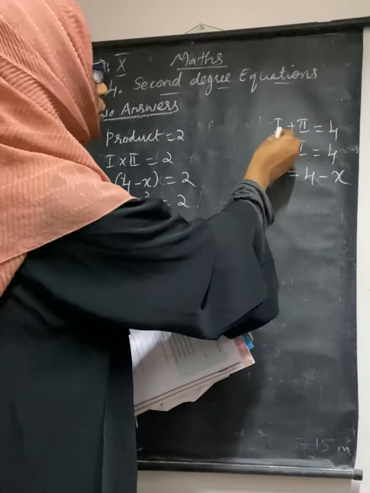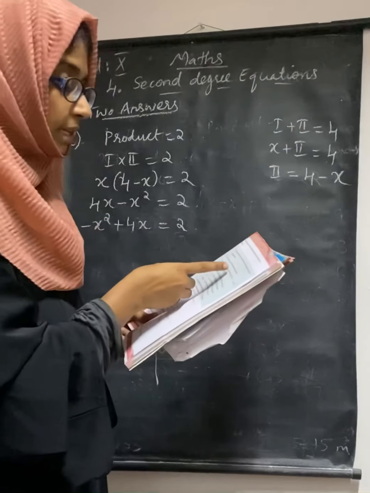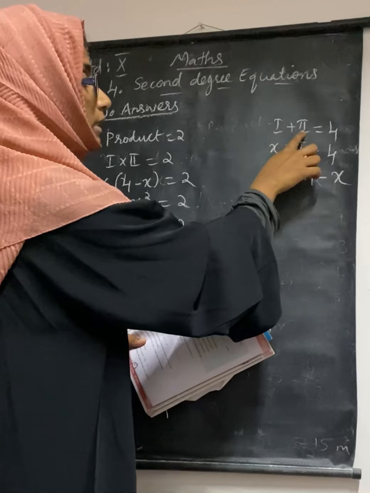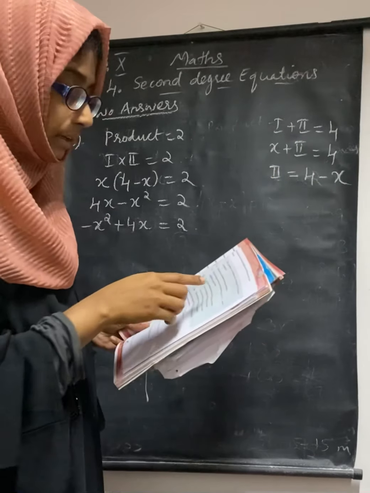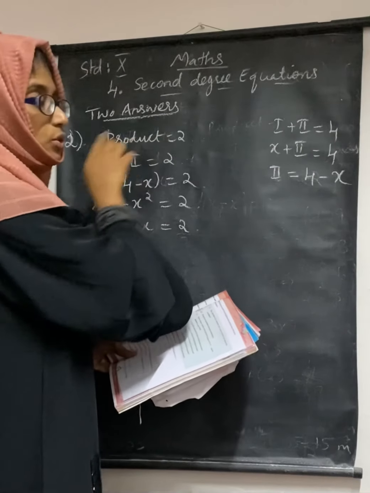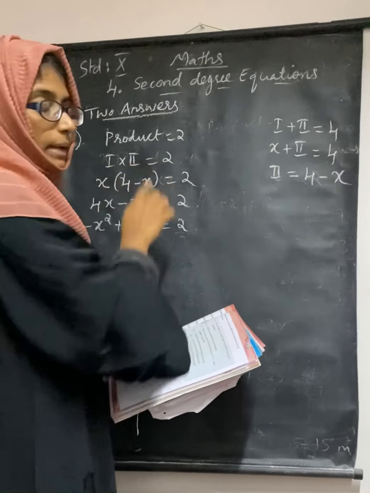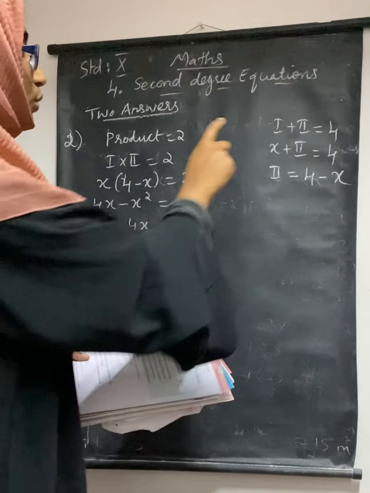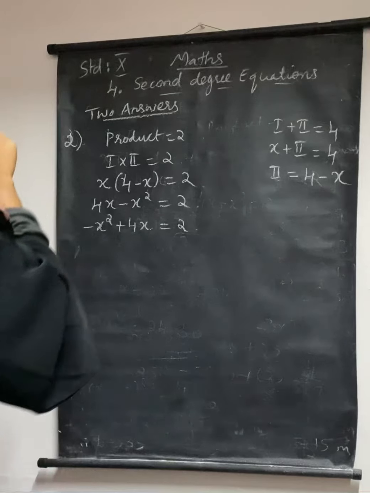So what they told: first number plus second number is 4. Sum means addition. When you add the first number and the second number, you get 4. And the product means multiplication is 2. When you multiply the first number and the second number you will get 2. Now we have to find out those two numbers.